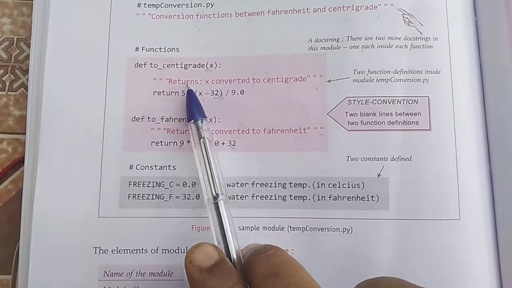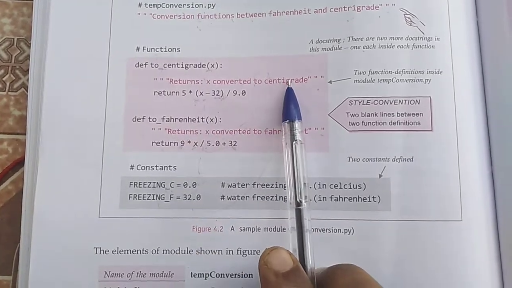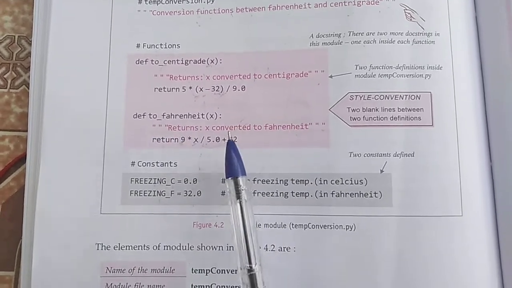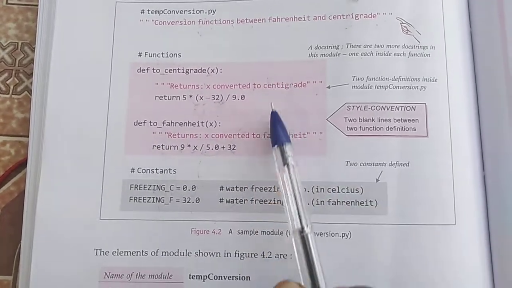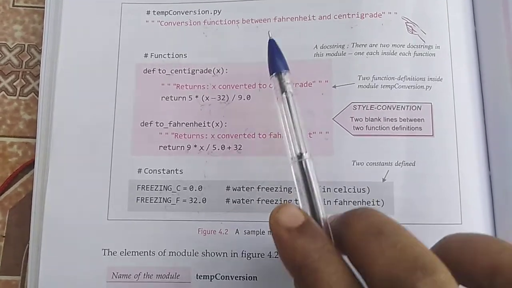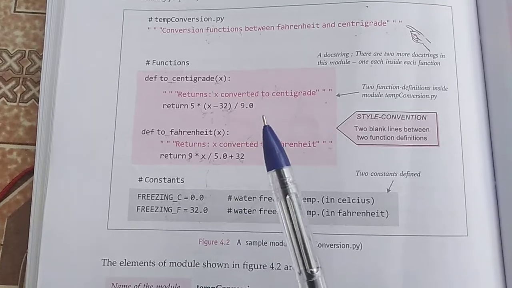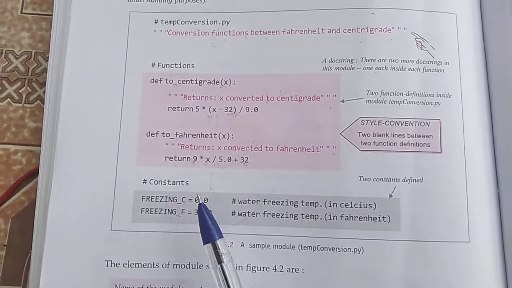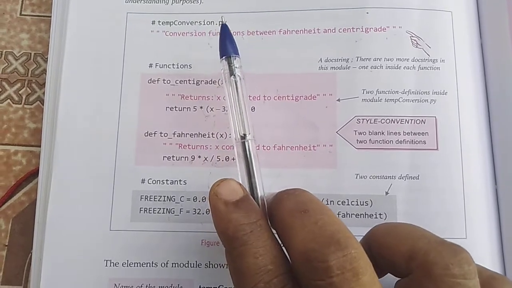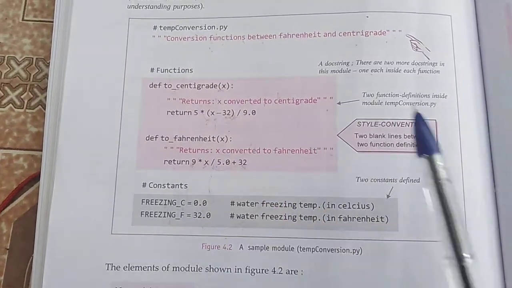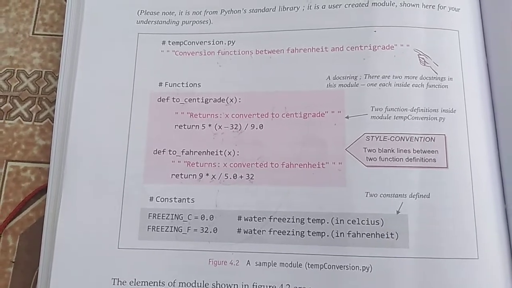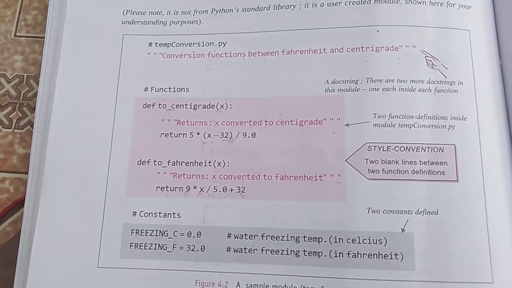So this program has some comment lines also. See, this to_centigrade user defined function also has one triple quoted string. The to_fahrenheit function also has a triple quoted string. So 1, 2, 3: what we have are the document strings, triple quoted strings. Now we are going to use this tempconversion module file with the help of the help function and the dir function. Let's see what the result of these functions will be.